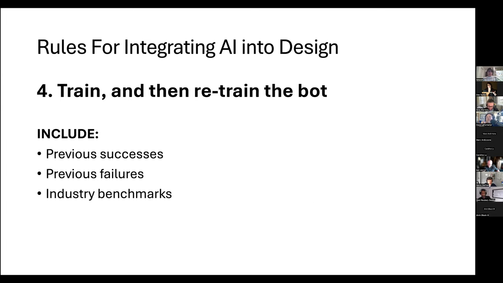All right. Next up, training and retraining, giving the bot context. With the training data set, a lot of times the training data set is too wide, or it's not wide enough. You have to get specific with it if you want it to solve a specific problem. So, here's what was tried before, here's what worked, here's what didn't work, and here's what everybody else is doing. Having those in your training data set will allow the bot to give you better results.